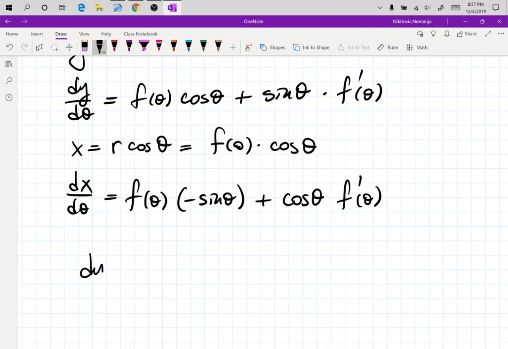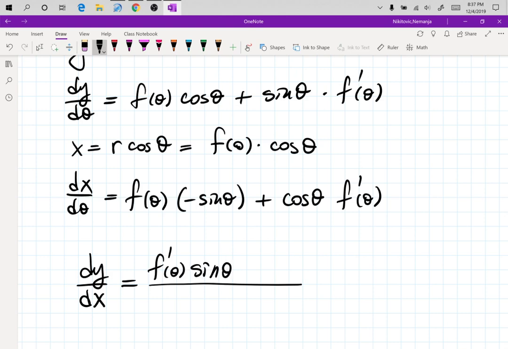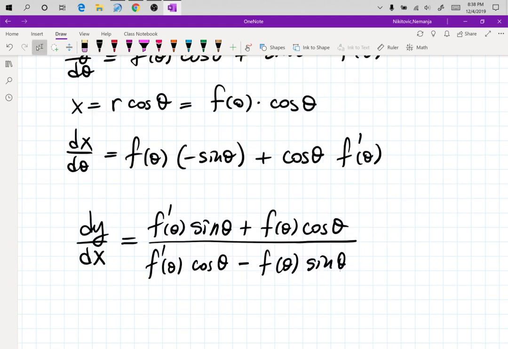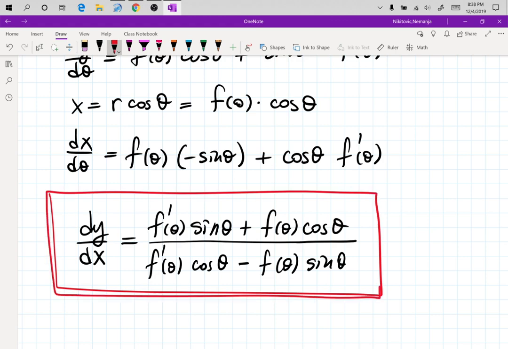So my dy dx, which is in the rectangular realm, is going to be f prime theta sine theta plus f of theta cosine theta divided by f prime theta cosine theta minus f of theta sine theta. And there is your derivative in x and y domain using only the polar input.